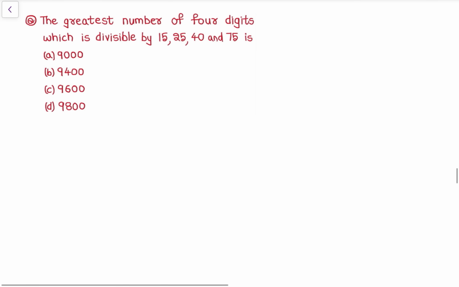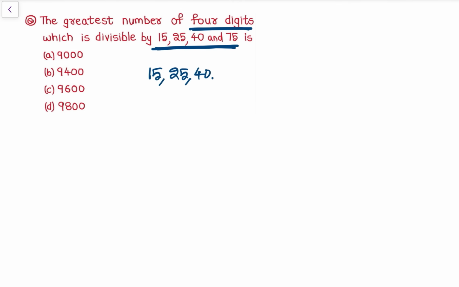See, the greatest 4 digit number which is divisible by all these numbers. So the greatest 4 digit number divisible by all these numbers. So LCM of 15, 25, 40, 75. So 5 3s are 15, 5 5s are 25, 5 8s are 40, and 5 15s are 75.